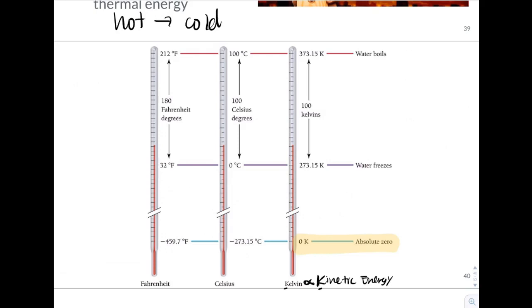So 0 Kelvin means 0 kinetic energy anymore. Things cannot exist at absolute 0. And so Kelvin is our absolute scale. We're going to be using that when we talk about gases.